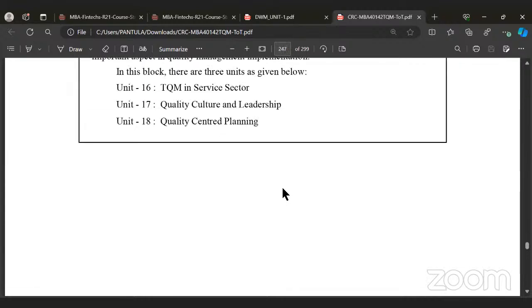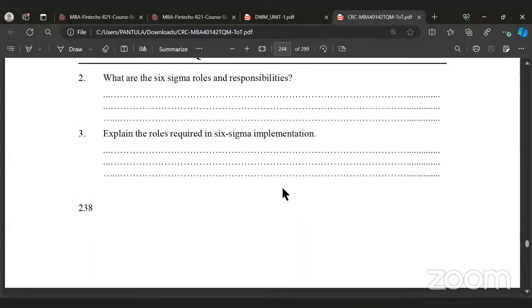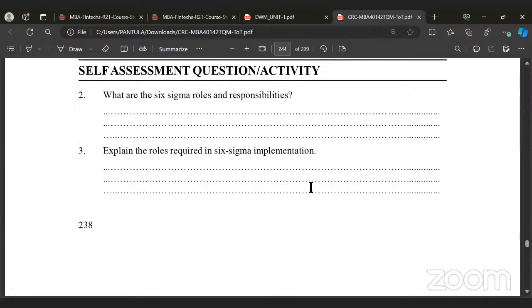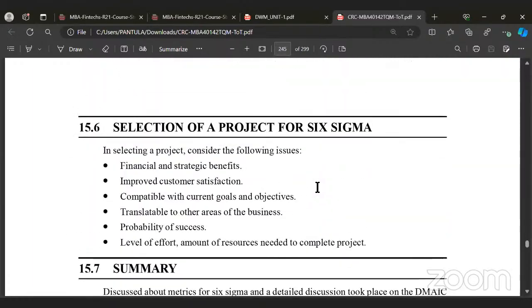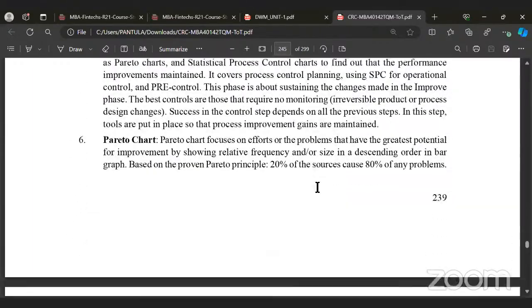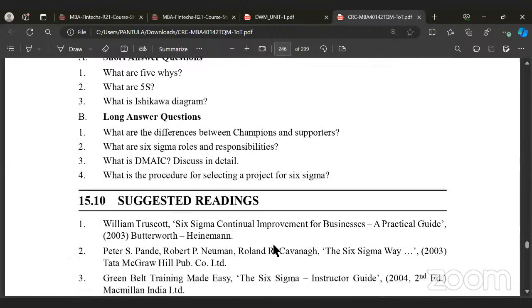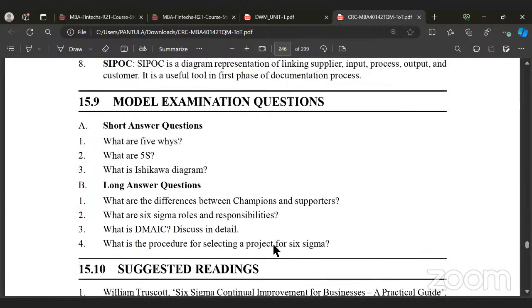Meanwhile, for three minutes we are going to discuss important questions for the real-time scenario. Please prepare the self-assessment questions: what are Six Sigma roles and responsibilities, and explain the roles required for Six Sigma implementation. You can read and study this. There are keywords mentioned at the end of the section, along with short answer and long answer questions. You can create suggestions, and if you want, you can improvise these suggestions.